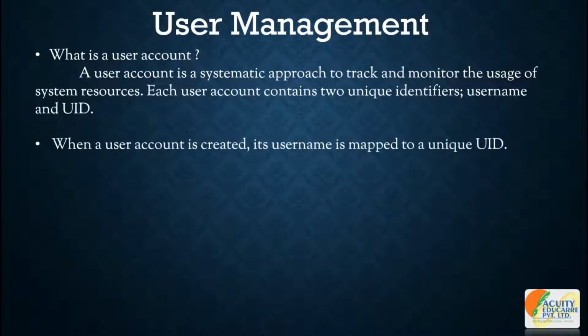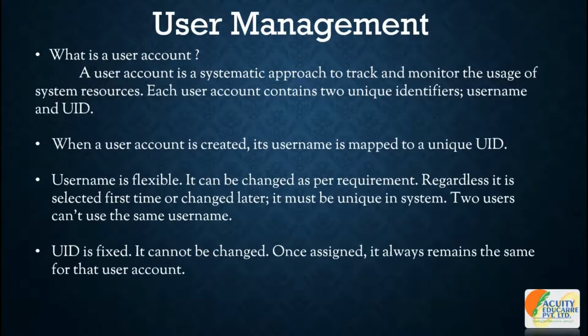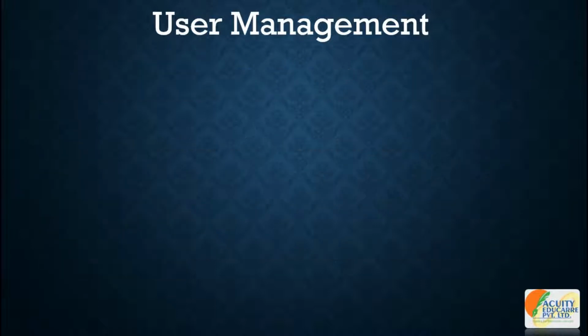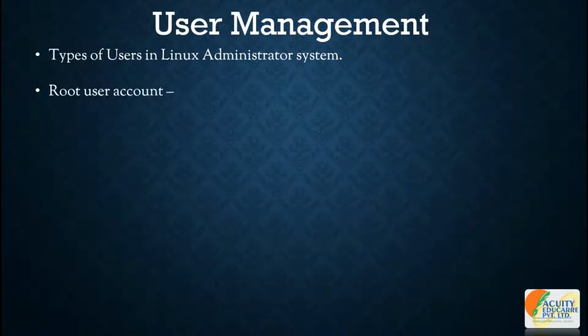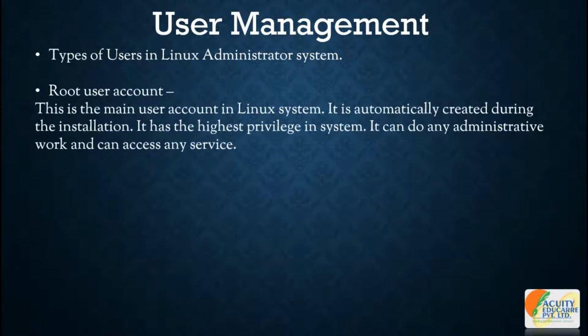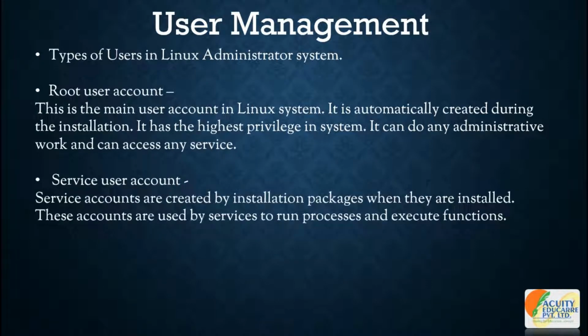When you create a user, a UID is also created with that user. The username is flexible, it can be changed after you create that user, but the UID remains the same. There are three types of users in Linux administration. The first one is the root user, which is created when you install your system. The second one is the service user account. When you install some applications or packages like HTTPD, that user also gets created.